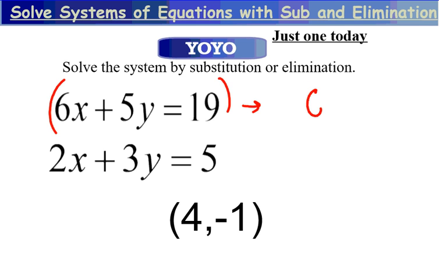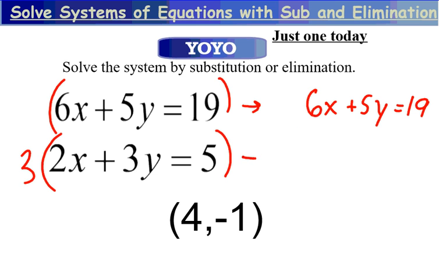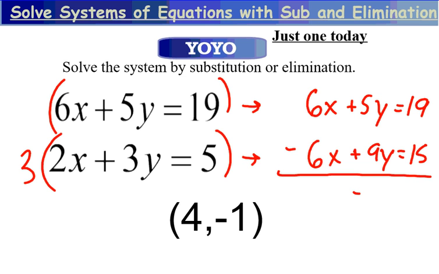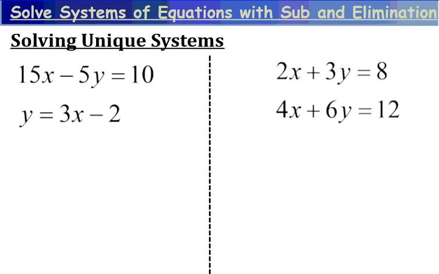So the top equation stays the same: 6x plus 5y equals 19. The bottom equation you multiply by 3 though to get the x's matched up. 6x plus, sorry, 9y, 6x plus 9y equals 15, and then go subtract. 4, and voila, there's the y coordinate, and then you could find the x. So there you go. The last parts we're going to talk about are unique systems and then one application.